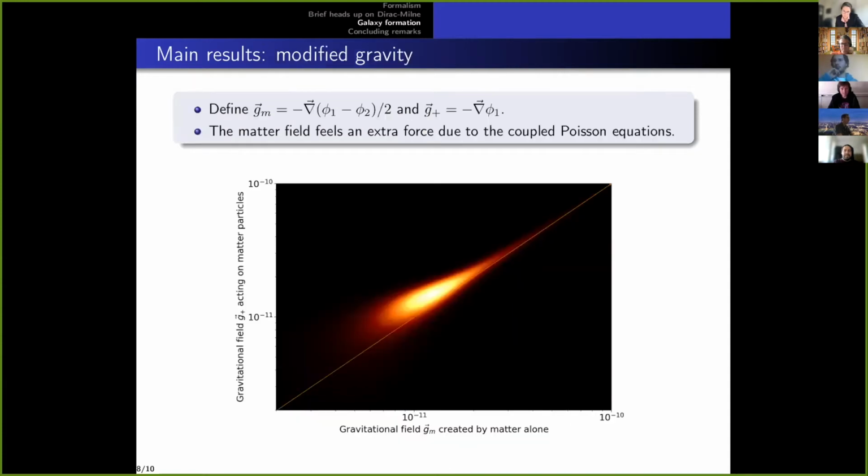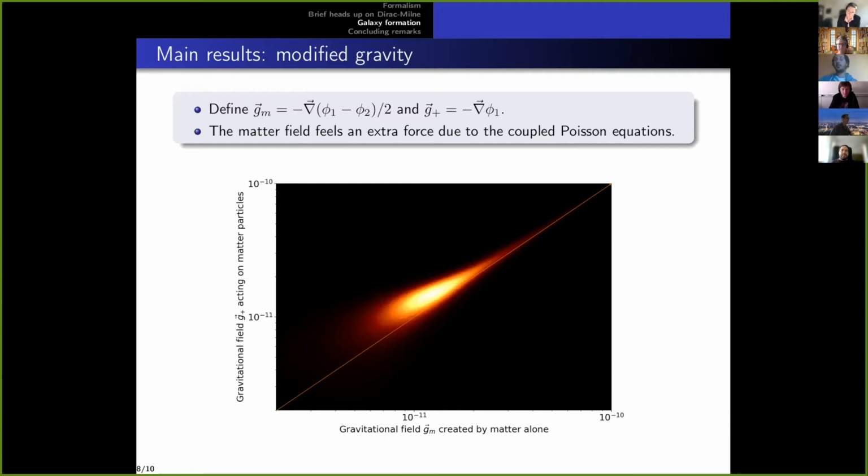Let me try to show you this. If you define those two fields, GM and G+, GM is the difference between phi1 and phi2, and if you go back to the Poisson equation, it will be created by matter. So rho 1 will be the only one contributing. The matter will only contribute to GM. Rho 2 will simplify, because you just make a subtraction. In the case of G+, it's just the gradient of phi 1, so it's what phi 1 is doing. And the people, at least in Monde, are looking at those sorts of things.